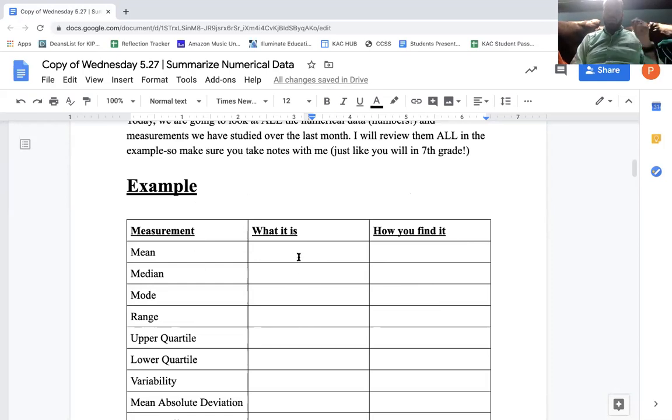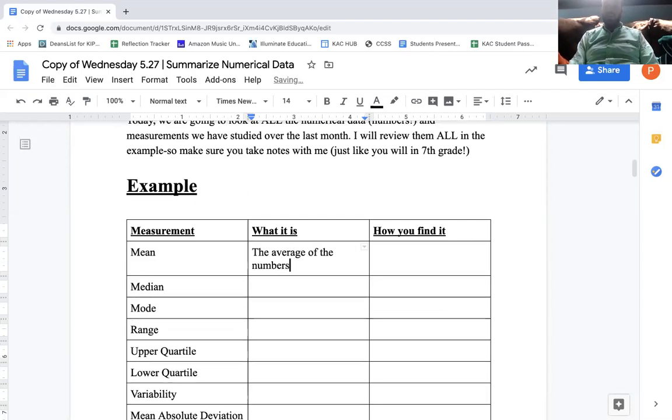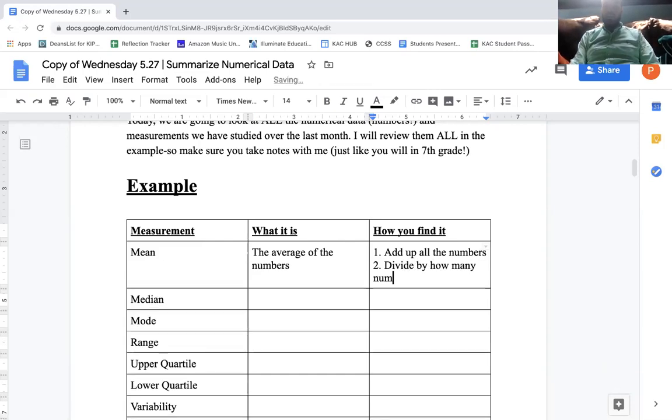Our first measurement that we've studied is mean. What is mean? Mean is the average of the numbers. Mean is a measure of average. When we say things like average, we mean mean. How do I find the mean? I add up all the numbers. And then after I've added up all the numbers, my second step is to divide by how many numbers there are. So 2 steps for finding the mean. Add them all up, divide by how many there are. We said in a previous video, Mr. Mean is mean because he makes us do all this work just to find an average.